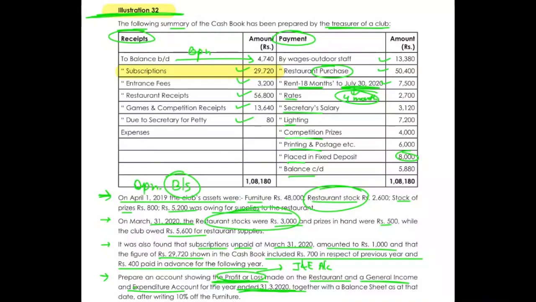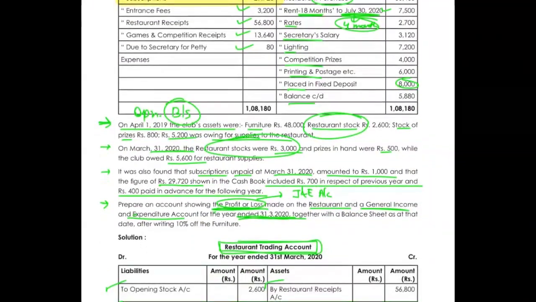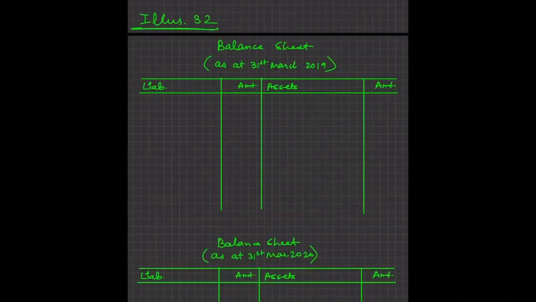First thing first, you have a summary of the cash book, but let's start with the opening balance sheet. That is the first thing. On 1st of April 2019, club assets were furniture of 48,000. So let's go to the balance sheet and let's write down all the assets one by one. Why are we doing this? Because we need to get the balancing figure. I need to check that my opening balance sheet is matching or not matching.